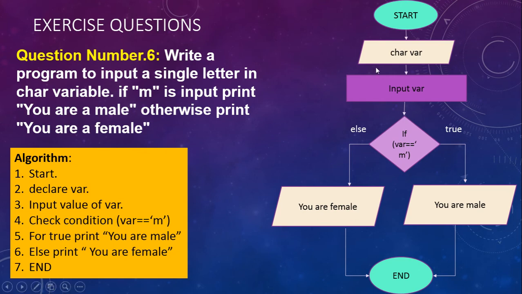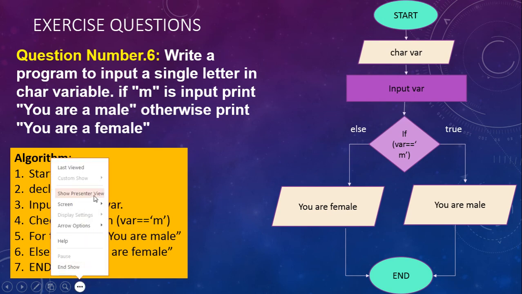Here is the flowchart of the program. Declaration of the variable, then asking the user to enter the value of the variable. The condition will be checked. In the true case, this statement will be printed, and in the false case, the else case, this statement will be printed. Now let's program in C++ language.